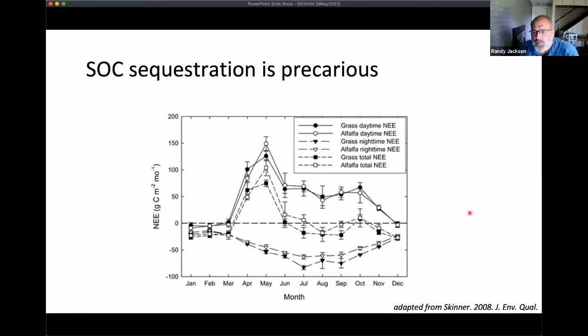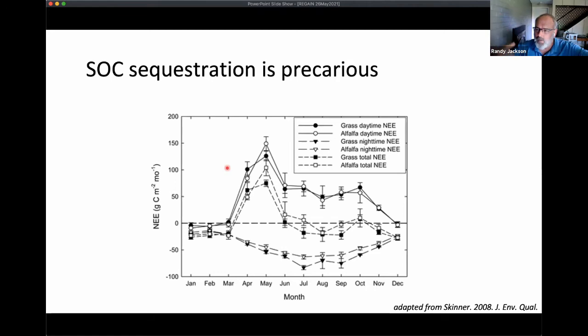And one of the reasons this is really difficult is that soil organic carbon accumulation, sequestration, soil carbon building is precarious. It's tricky business. It's the balance of carbon coming into the system as plant growth, what we sometimes might call NPP, net primary productivity. It's root growth, above ground growth, all that carbon that's coming into the system, minus all the carbon that's leaving the system due to microbial activity, microbial respiration.